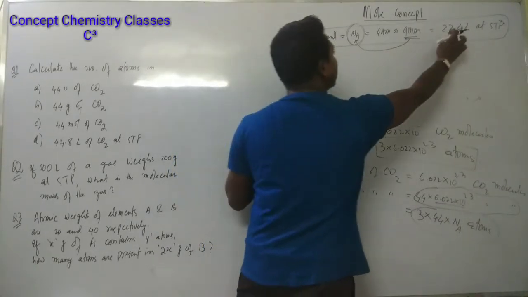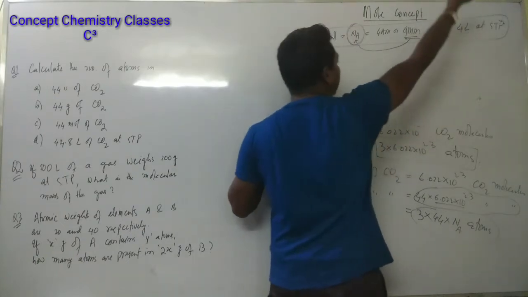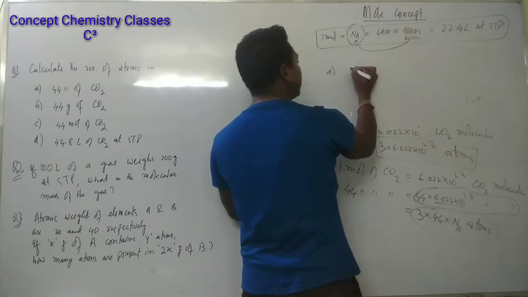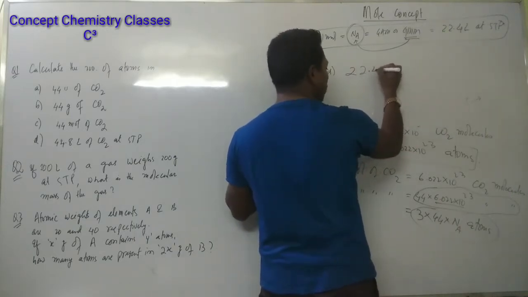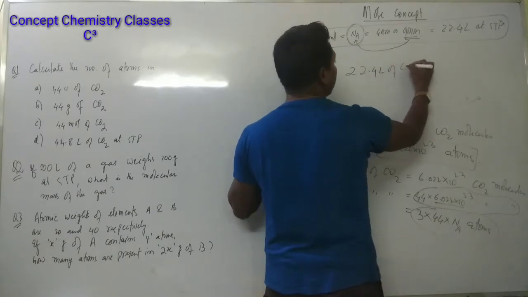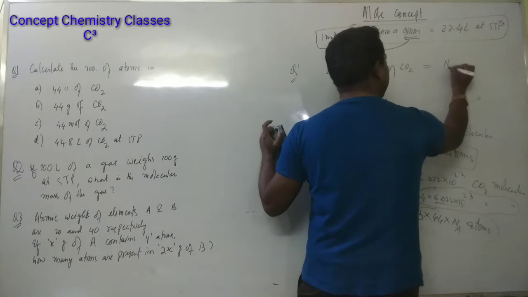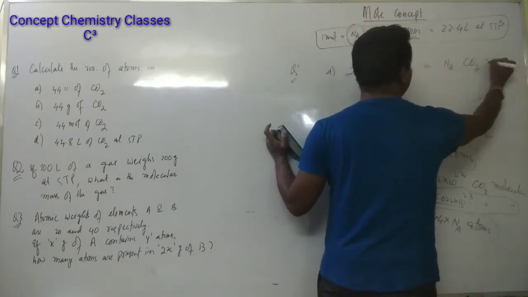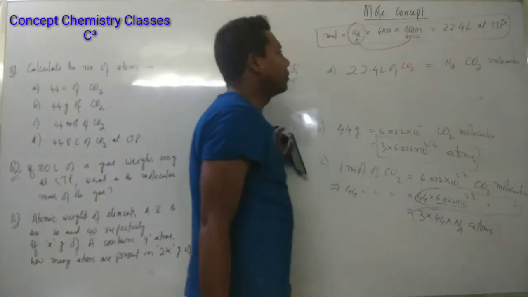Now we know 22.4 liters of a gas at NTP contains Na particles. Therefore, from this definition only, 22.4 liters of carbon dioxide will contain Na, which is 6.022 × 10^23 carbon dioxide molecules, since one carbon dioxide.